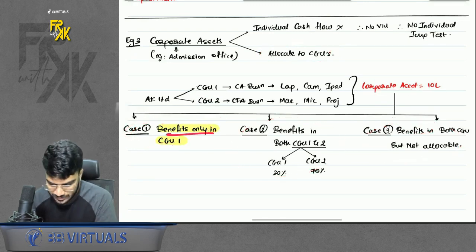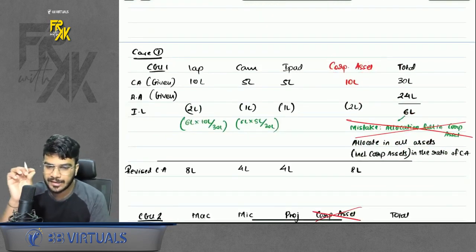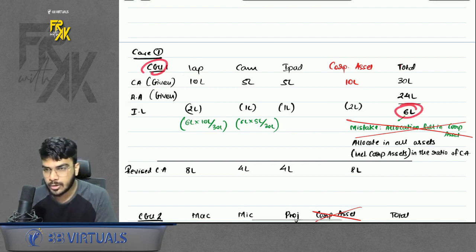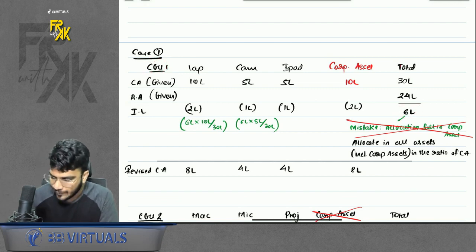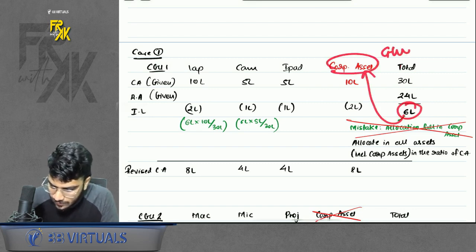Case 1, it benefits only CGU1. So if it benefits CGU1, allocate it to CGU1. Now the differential part here is, if you are allocating to CGU1 and you get a loss, don't make the mistake of allocating the full loss first to the corporate asset. This is not goodwill. That we follow only for goodwill.